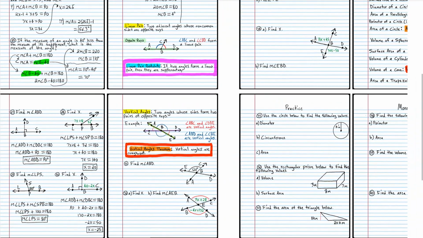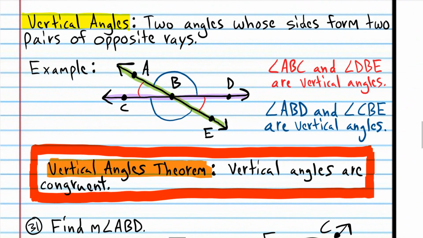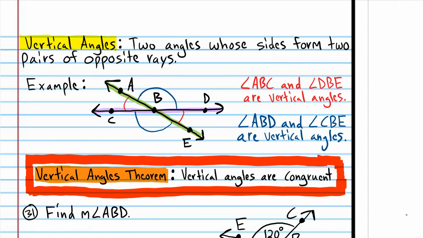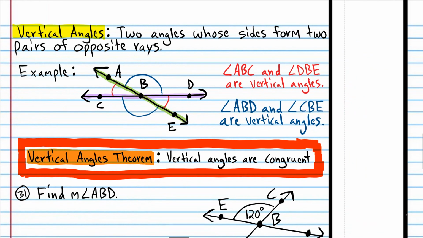Okay, now we're going to move on to one more concept here. Vertical angles. What are vertical angles? If you draw two lines so that they intersect, vertical angles are created. Vertical angles are two angles whose sides form two pairs of opposite rays. You got the green opposite rays and the purple opposite rays. Now, in words that we can understand, vertical angles are created when you have two lines that intersect. You can think of it that way. That's the easiest way to consider vertical angles.